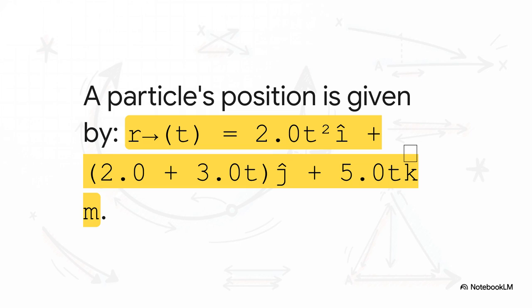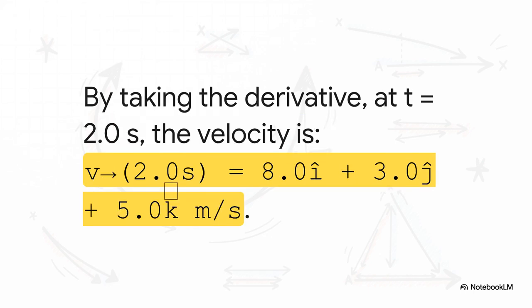Okay, let's make this real with an example. Now, I know this equation looks a little intimidating, but just think of it as a recipe for position. The i, j, and k hats are just stand-ins for the x, y, and z directions. You can plug in any time t, and this recipe tells you exactly where the particle is along each of those three directions.